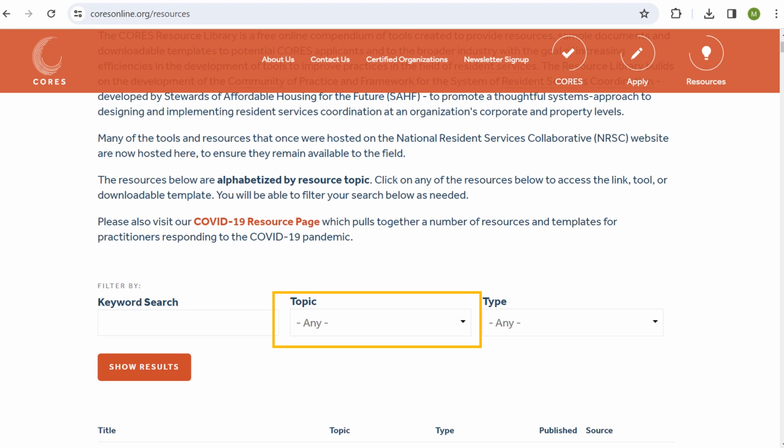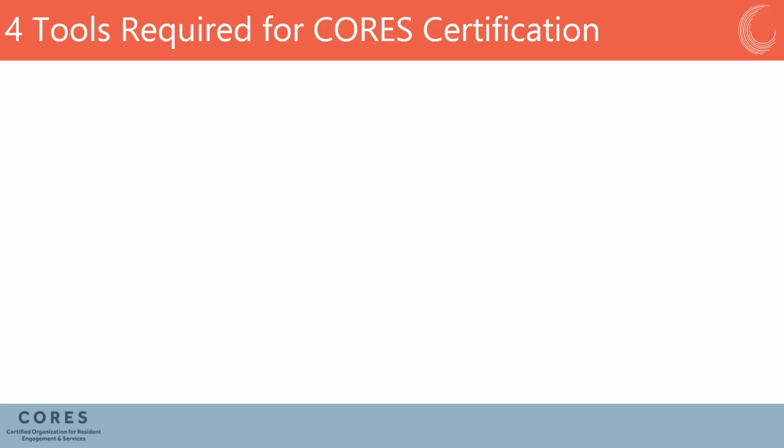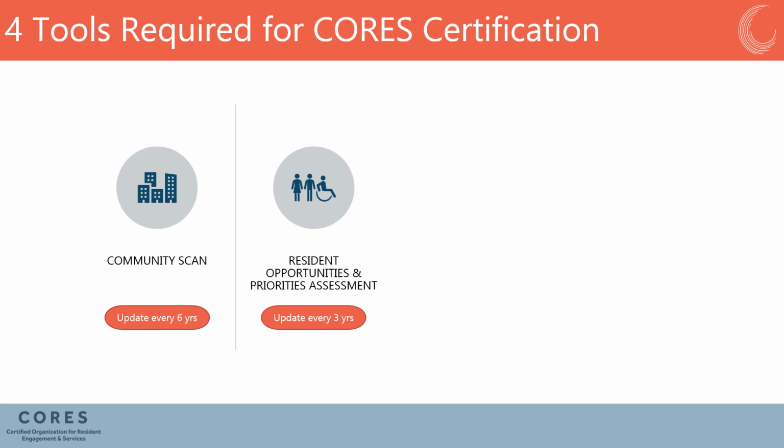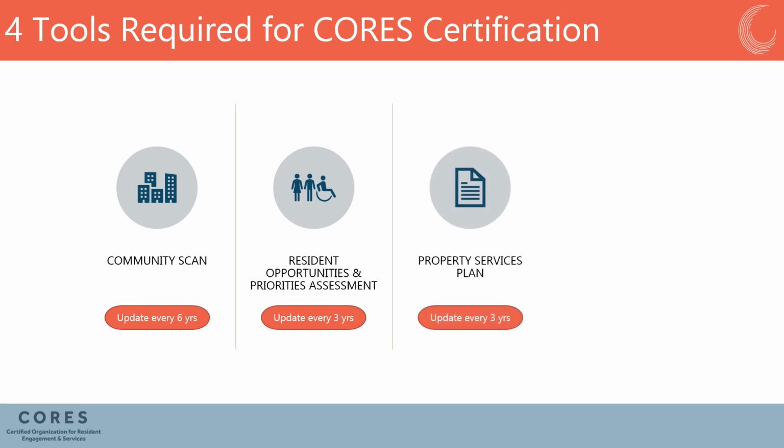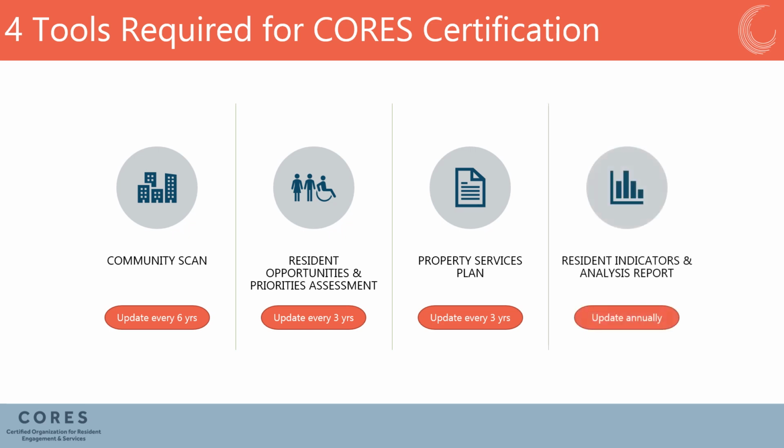After you watch this training, go to the resource library and search results by topic so that you can look at real examples of each of these 4 documents we will talk about today. You will see that there are lots of topics to explore. Today we are going to focus on the following 4 documents because they are required, and they are some of what we get the most questions on. First, the community scan. Second, the resident opportunities and priorities assessment. Third, the property services plan. And fourth, the resident indicators and analysis report.